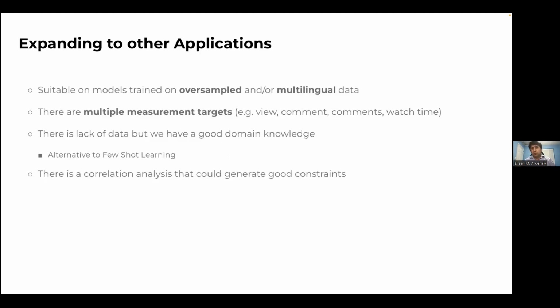So in the future, we want to expand it to other applications. As we explained, this approach is feasible and a good catch when we are dealing with models trained on oversampled data or on multilingual data. Also, there are some use cases where we need multiple measurements and we want to calibrate on multiple measurements. For example, if we want to calibrate models based on watch time or comments on different surfaces. And when we have a lack of data, but we have good domain knowledge, it could be an alternative to few-shot learning. And when we have good correlation analysis, we can generate good constraints.